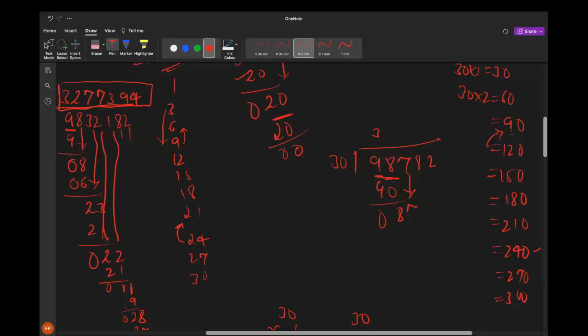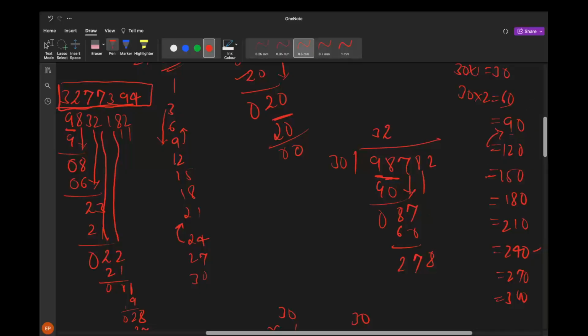Take 7. It became 87. Where is the near value to 87? 90 we can't consider, right? Because 90 is a bigger value. We can't subtract it from 87. We have to take 60. 3 2s are 60. 7 minus 0 is 7. 8 minus 6 is 2, so 27. Now take 8.